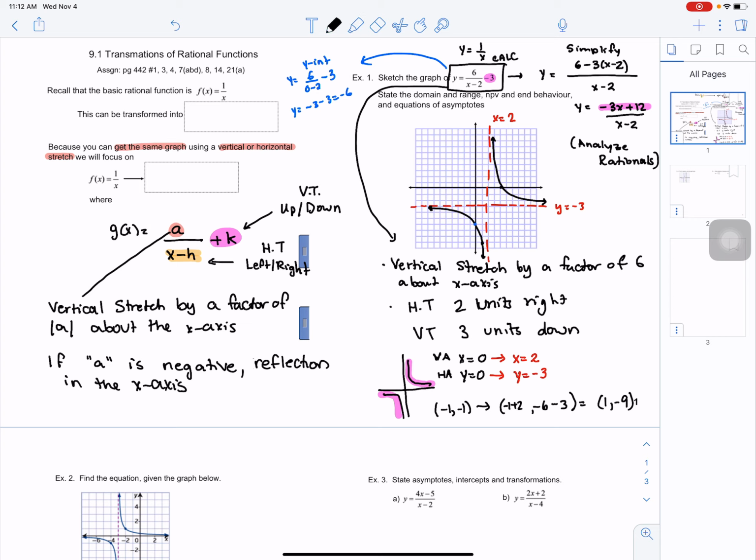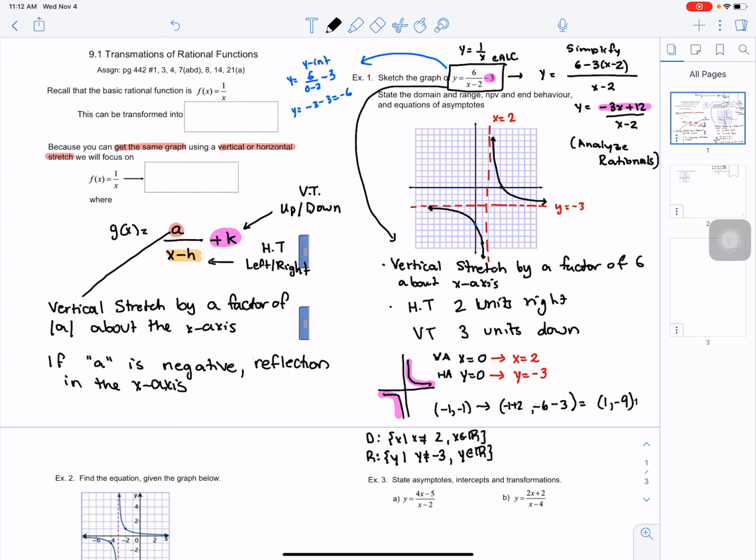Okay, let's state the domain. The domain is the set of all x such that x is not allowed to equal +2, but x can be any real number. In this case, I have a vertical asymptote at 2, and the graph is not crossing the vertical or the horizontal asymptote. So my range is y such that y cannot equal -3.